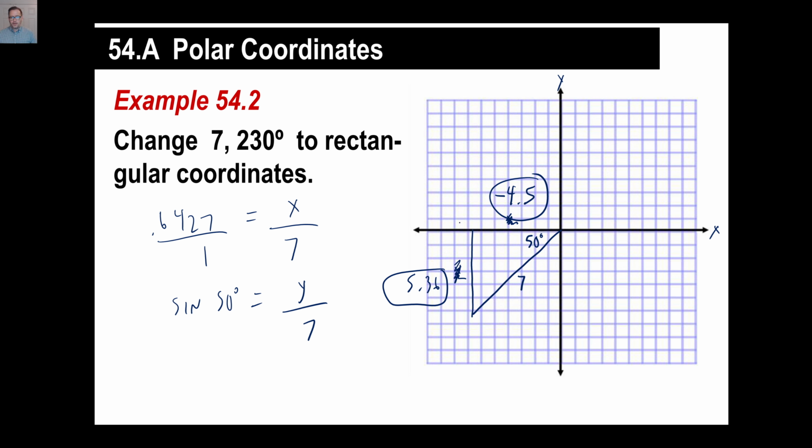Okay, yes. It's going to be negative 5.36, because over here these are the negatives on the x-axis, and going down, these are also the negatives on the y-axis. So in other words, your rectangular coordinate, your x and y, you're just going to put negative 4.5 and then negative 5.36. There you go. That's it.